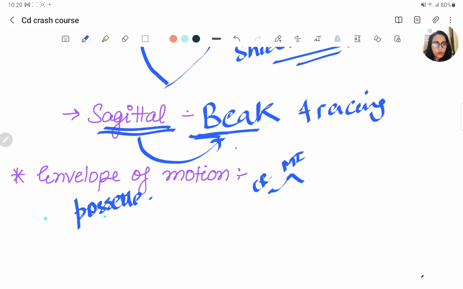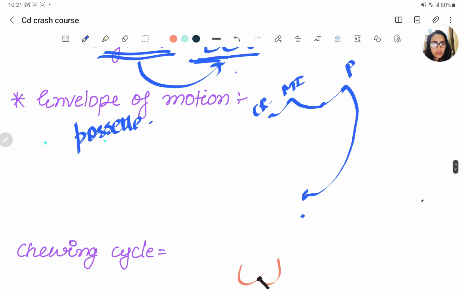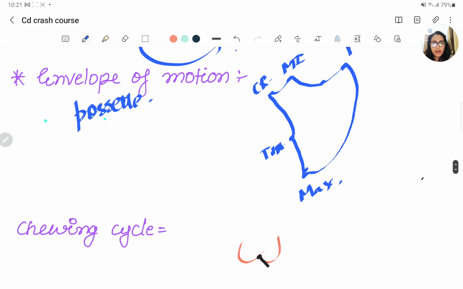Then the patient protrudes the mouth. First of all, edge to edge, and then protrusion. So this is somewhere edge to edge, then the protrusion. Then when the patient opens the mouth, it goes like this. This point is going to be the maximum opening of the patient. Then somewhere here is the terminal hinge axis and then the centric relation. So this is the envelope of motion.